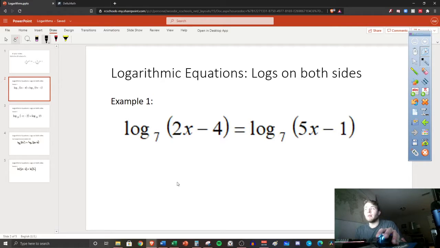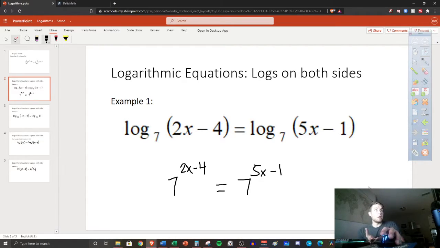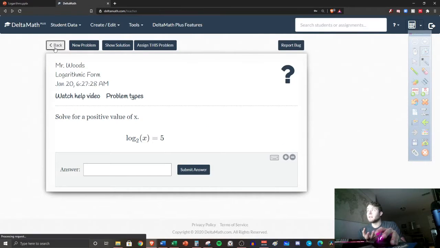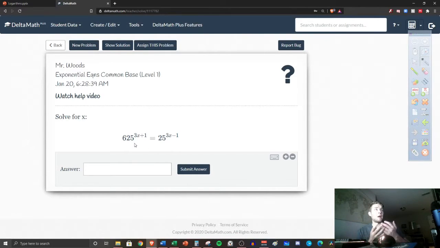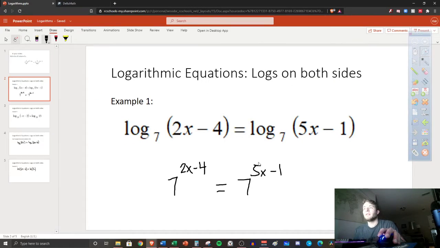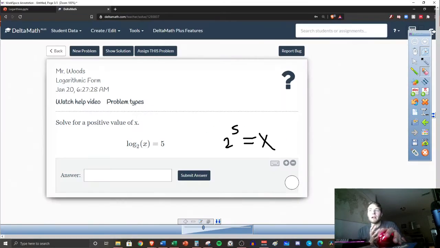And don't write this, but you can almost imagine what we did with the common bases. If this was 7 to the 2x minus 4 equals 7 to the 5x minus 1, I would hope that you would know what to do, because that is very similar to what we did with the common bases. In those questions we had to get a common base, and once we got the common base, we'd simplify the exponents, then drop those bases and set the exponents equal. So we would know how to solve this. I would just set the exponents equal, right? So this is an analogy to help you compare these, okay?